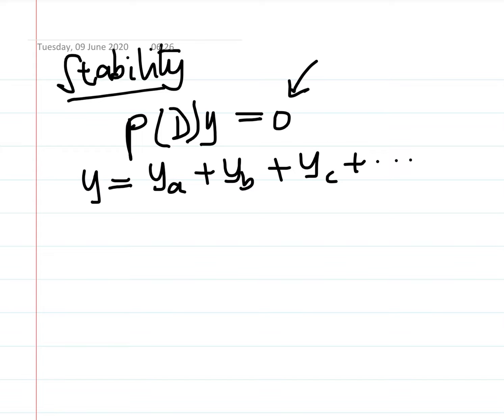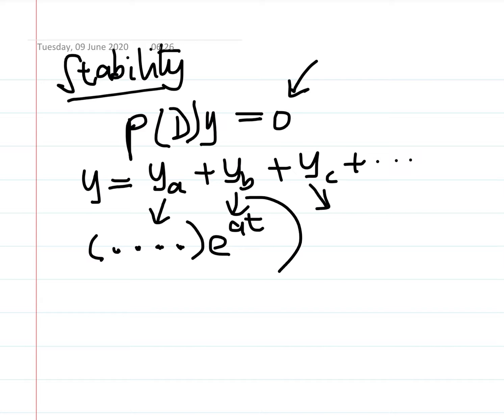where each of the YA, YB, YC had a particular structure. Whether it's a YA, YB or YC, these solutions always had the structure that they were some function of t or x, whatever the independent variable was, multiplied by some exponential. Let's suppose it is e to the at. So this one, for example, may be some function of t multiplied by, say, e to the bt, etc.